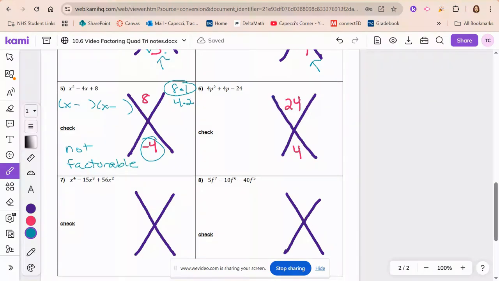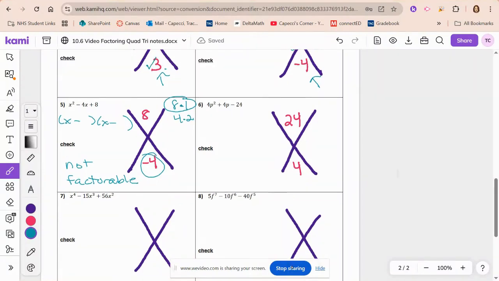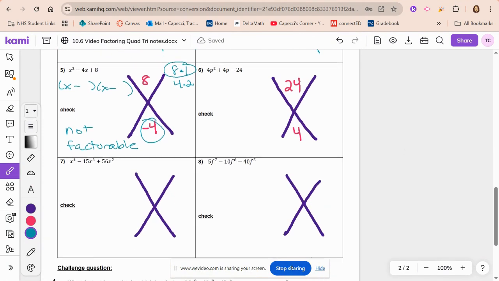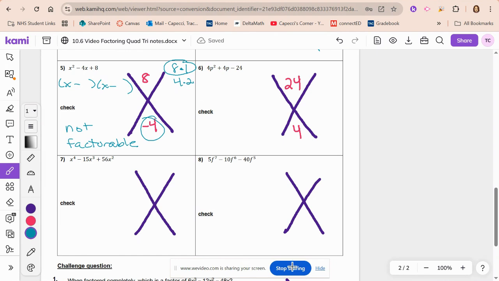Okay, up to this point, we have not had to take out a greatest common factor. If you look at some of the previous problems we did, there was not a greatest common factor, but that's going to change in number 6. I realize with number 6 that I can factor out a 4. That 4 goes into each term. So I have 4, and I have p squared plus p minus 6.